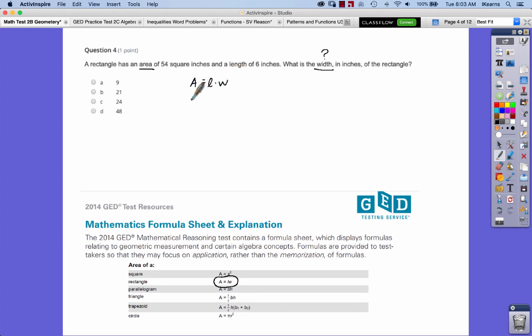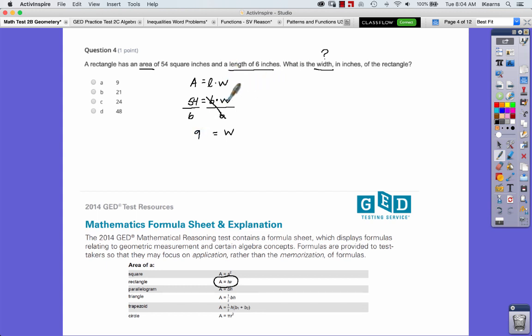So we know that the area is 54, and here they tell us that the length is 6. So 54 equals 6 times W. If we want to isolate W, we're going to divide by 6 on both sides. Okay? And these are going to cancel out. And W is equal to 54 divided by 6, which is 9.